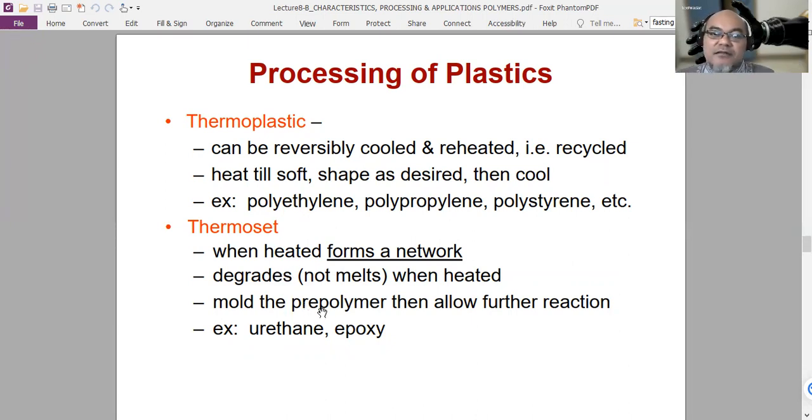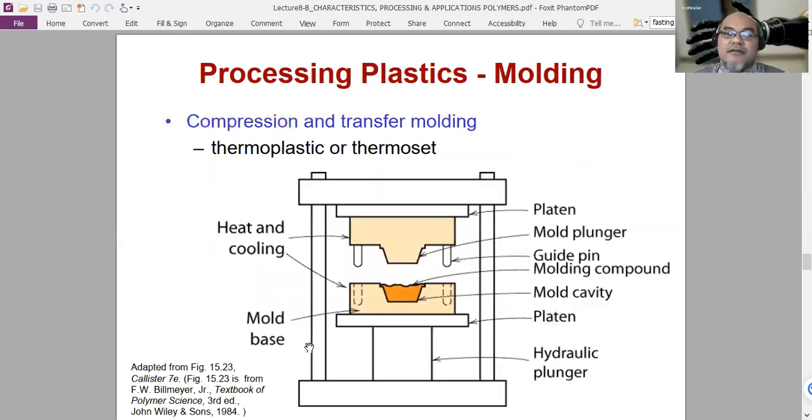To process thermoset polymer, we usually mold the pre-polymer to allow for further reaction. For example, urethane and epoxy. Polyurethane is used many times to build a human phantom, a model of human flesh. Polyurethane can also be used for many biomedical devices like tubing, pipe, etc. Epoxy is usually used for glue, or as an adhesive to attach or to harden structures.